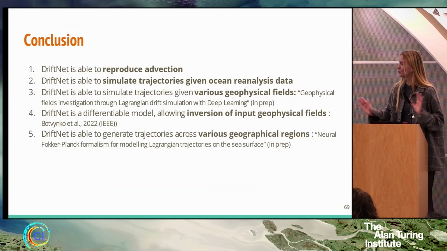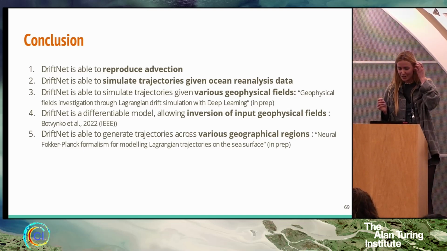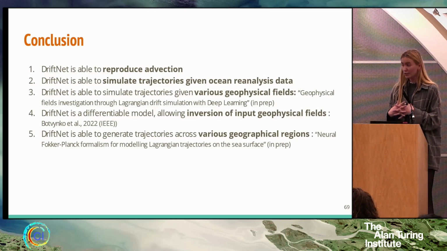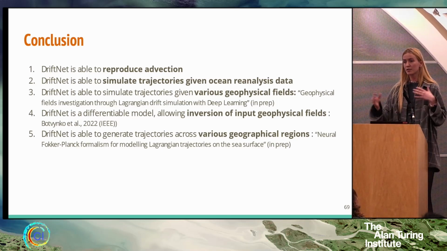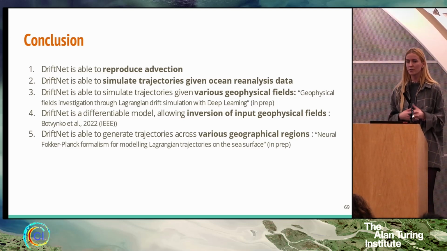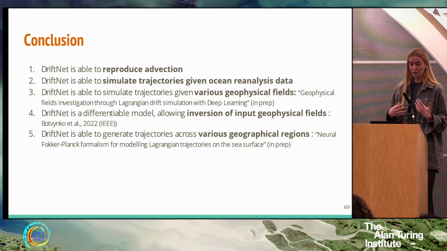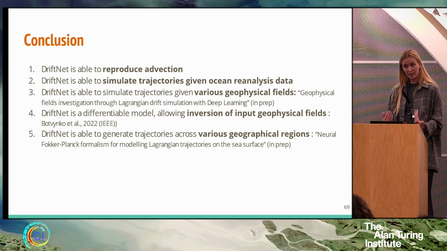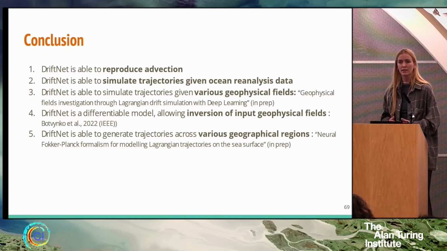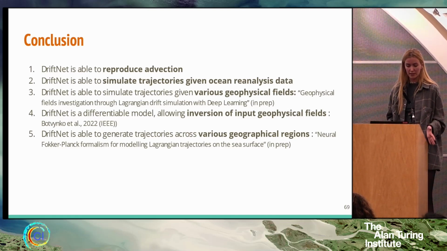Okay, I will conclude here. So DriftNet is able to reproduce advection, as we've seen in the first validation of the concept slide. DriftNet is able to simulate trajectories given ocean reanalysis data, perfect. DriftNet is also able to simulate trajectories given different geophysical fields, such as SSH, SST, but also winds, waves, ocean color. DriftNet is a differentiable model, which means that it allows us to invert the input geophysical fields, and it also allows us to investigate the biases in the underlying circulation model, for example, that we could correct with deep learning. And finally, DriftNet is able to generate trajectories across various geographical regions.